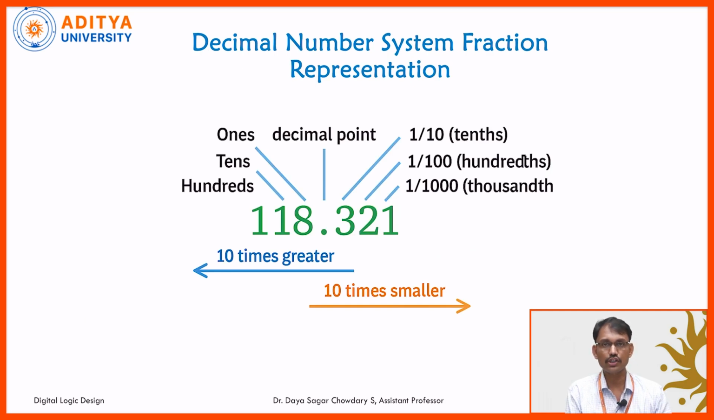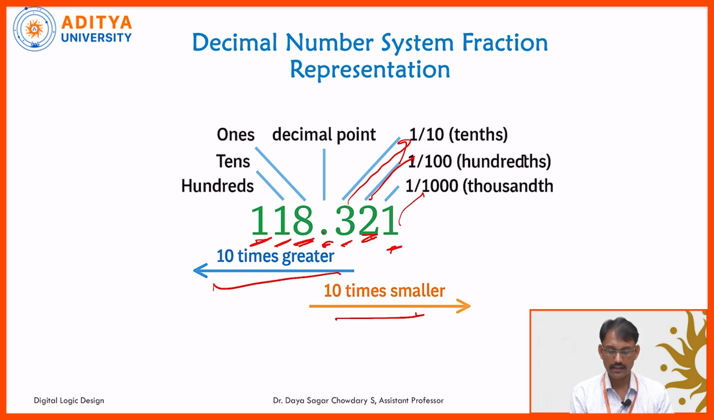Not only the positive whole numbers, we have to represent the fraction numbers also in other number systems. That means here the decimal number system fraction representation. So let us see how we can calculate. We know already, this position is the units position, this position is the tens position, this position is the hundreds position. After this point, this is the 1/10ths position, this is the 1/100ths position, this is the 1/1000ths position. So 10 times greater on this side, 10 times smaller on that side. Likewise we have to represent.